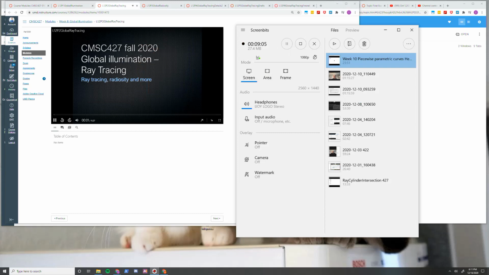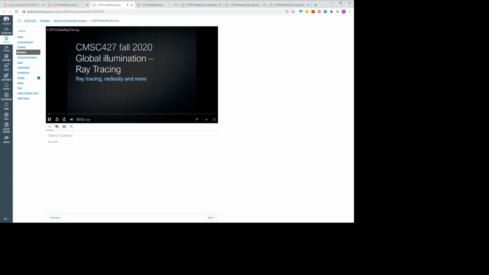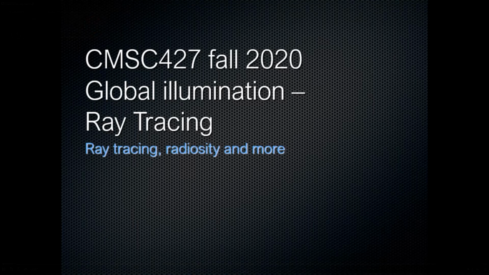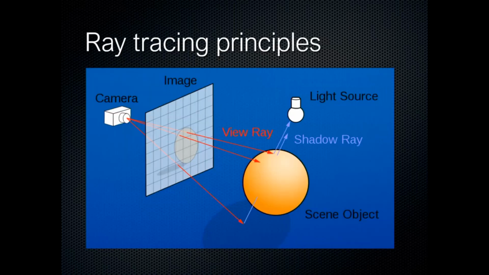Ray tracing is one of the first and most remarkable global illumination techniques. It's been around quite a while, and it gives results which are very clear and sharply focused, and impressive. So to understand ray tracing, you need to understand a few principles.